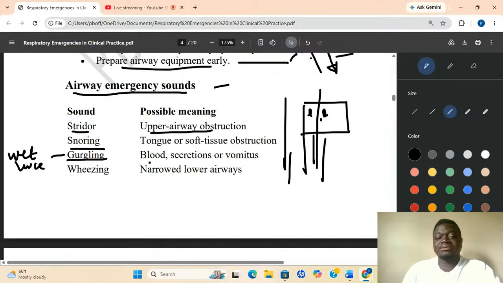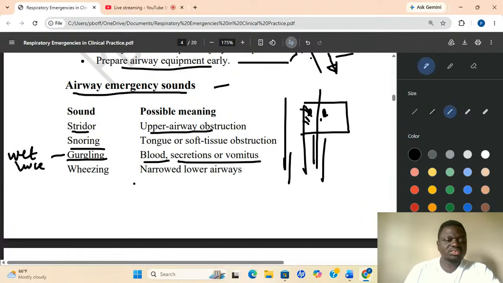So we have, is it blood oozing into the airway? Is it secretions or is it vomitus? So these are the things you are going to look for. If you are able to confirm any of these things, you suction it out.